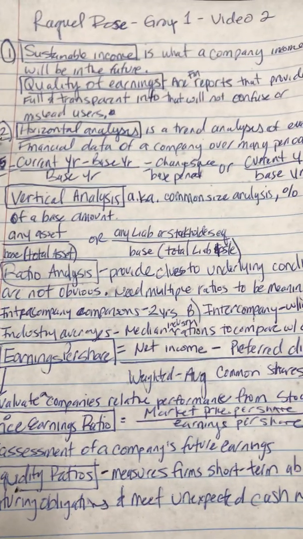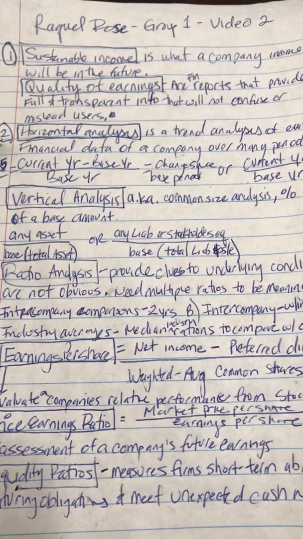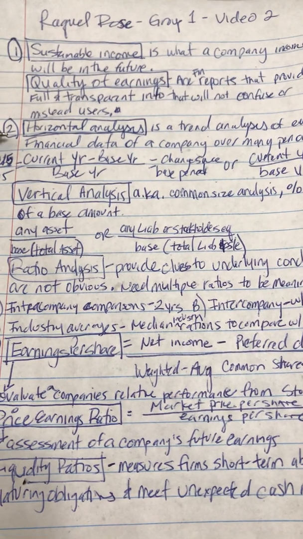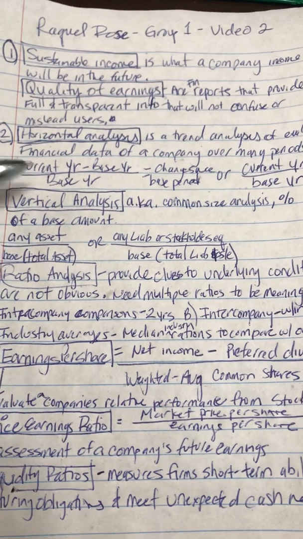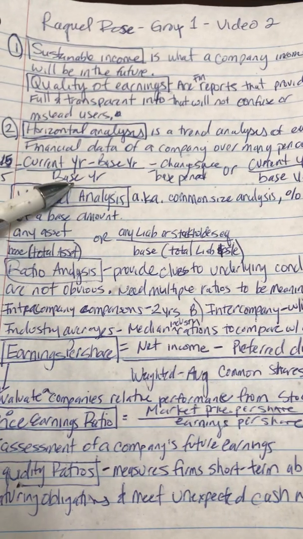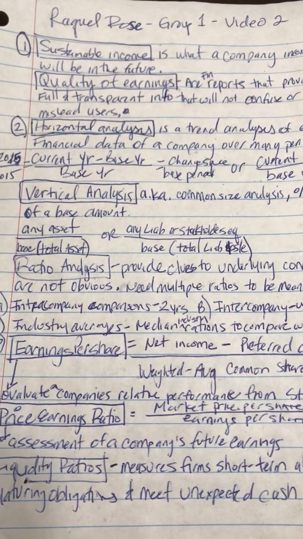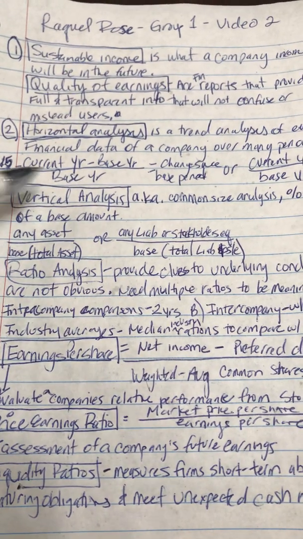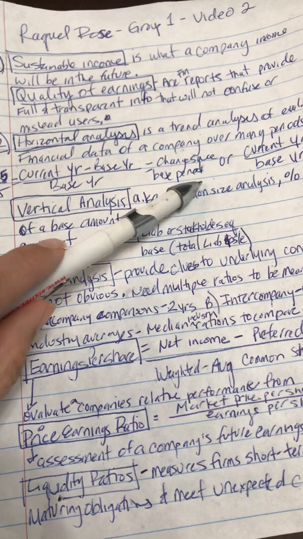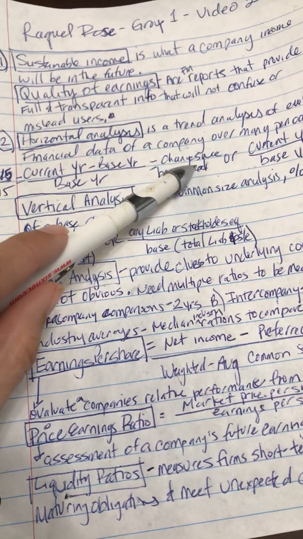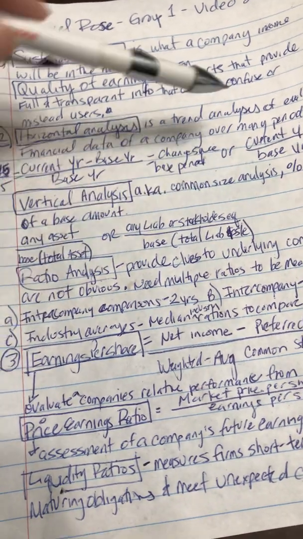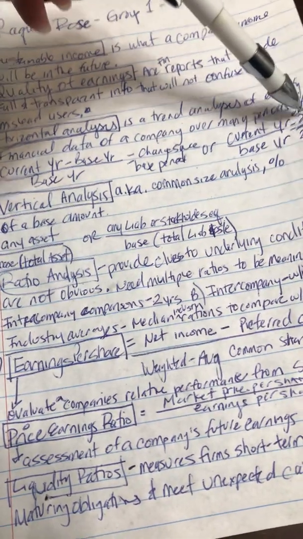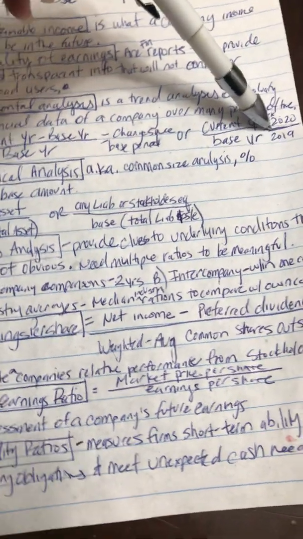Question 2, horizontal analysis is a trend analysis of evaluating financial data of a company over many periods of time. An example of this is current year minus base year divided by base year. So 2020 minus 2015 divided by 2015. And then you also use the change per base period, or the current year divided by the base year. So 2020 divided by 2019.